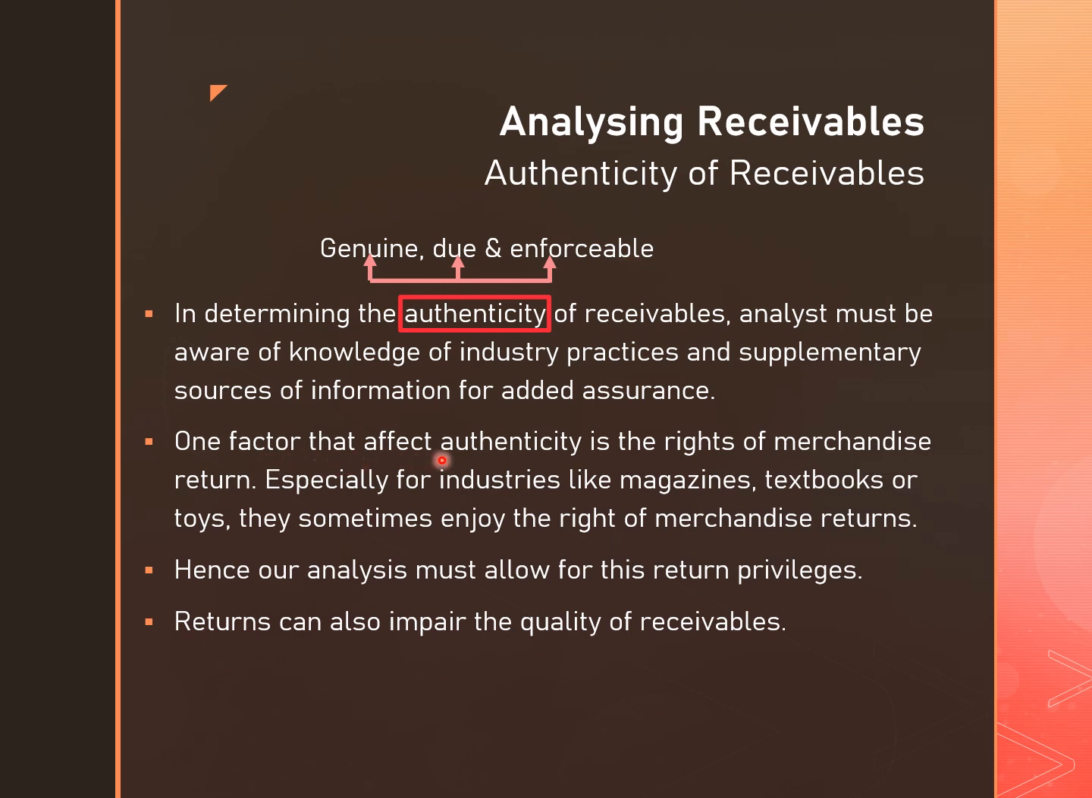So one factor that affect authenticity is the rights of merchandise return. So ni adalah yang factor yang akan affect sama ada benda tu authentic ataupun tak, adalah hak untuk memulangkan barang. Especially macam industri like magazine, textbook ataupun toys. Sometimes the customer enjoy the rights of merchandise returns. So kalau kita in a magazine industry, kita letak magazine kita dekat kedai buku, so that kedai buku ada hak anytime untuk return balik kalau benda tu tak laku. So benda tu akan affect kita punya authenticity lah, sebab that kedai buku dia kira tak berhutang lah kita kalau dia pulang balik benda tu.